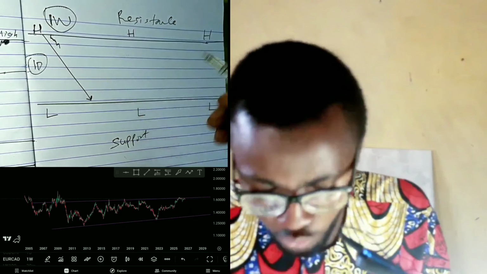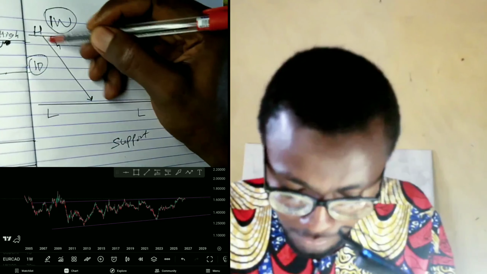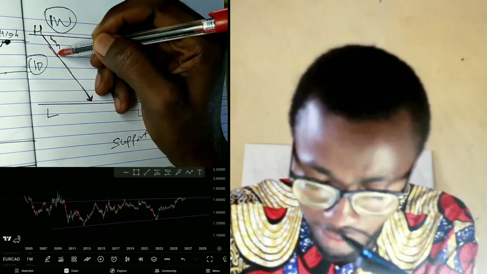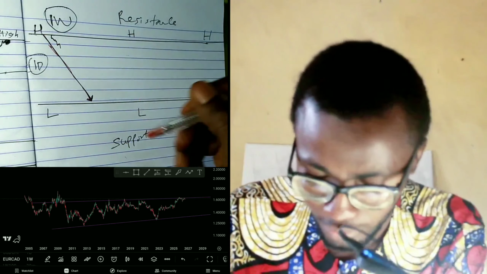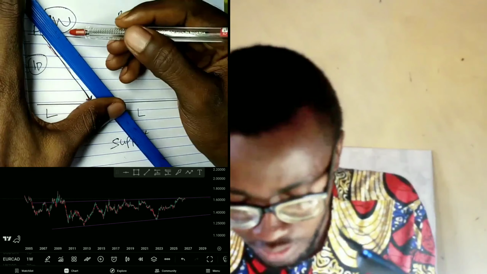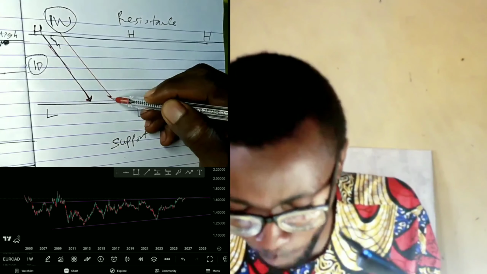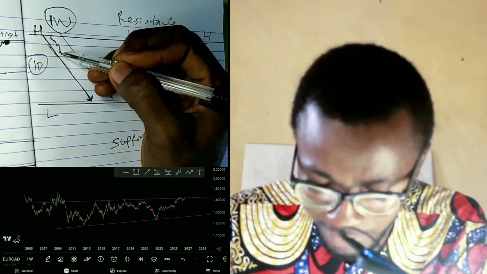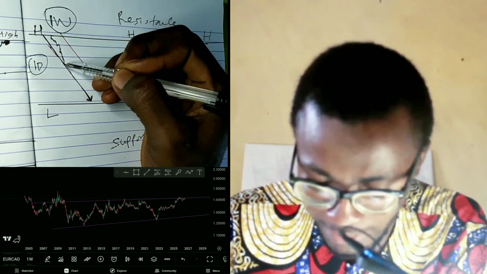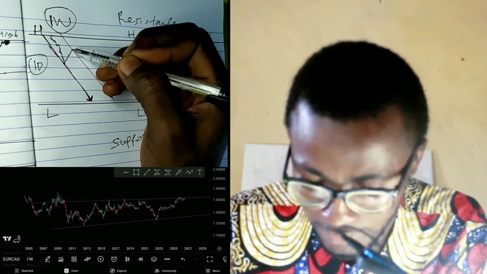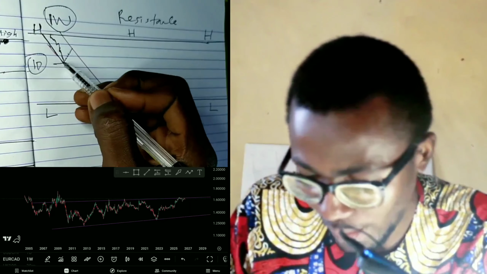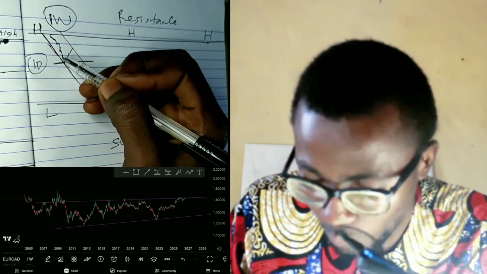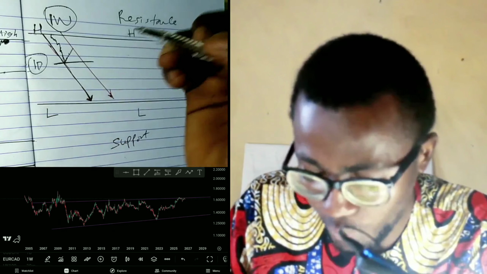Let me use an arrow. So the 1 week time frame is going down. The red one is the 1 week time frame showing that it's going down. Now look at the 1 day time frame inside. It came down like this. It pulls back. Now look at this level, it reaches here and pulls back. This is the 1 day time frame inside the 1 week time frame.